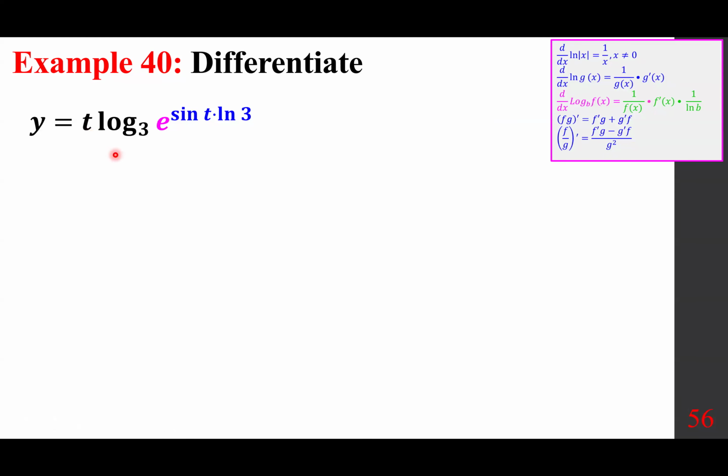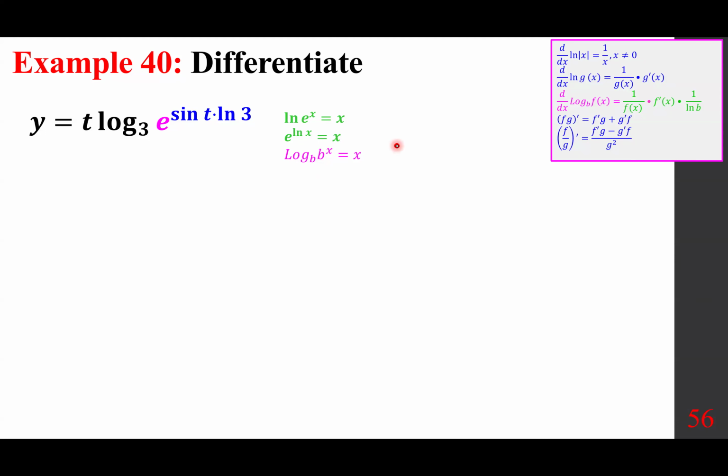y equals t log base 3 of e to the power of sine t ln 3. Again, we are going to use properties of logs to decompose. What are we going to do? Well, reminding everyone that ln of e to the power of x is x, e to the power of ln x is x, log base b of b to the power of x is x. Those are some properties that we should be very comfortable with.